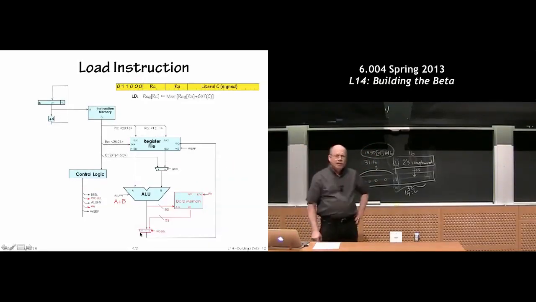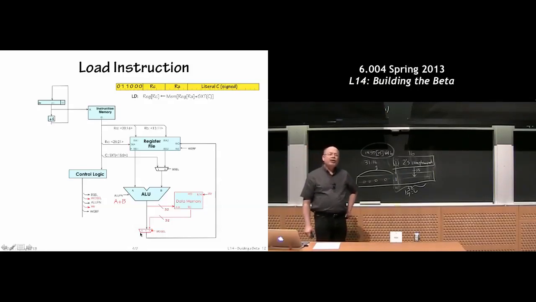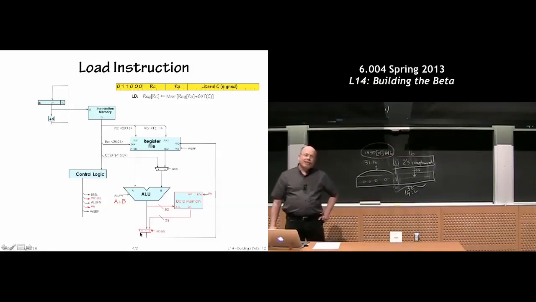Yes? What does 0 do? I'm sorry, what does? Oh, I'll show you in a slide or two what we're going to use it for. It turns out there's one other piece of information that can be written back into the register file, and when we get to jumps and branches, we'll see what that is.